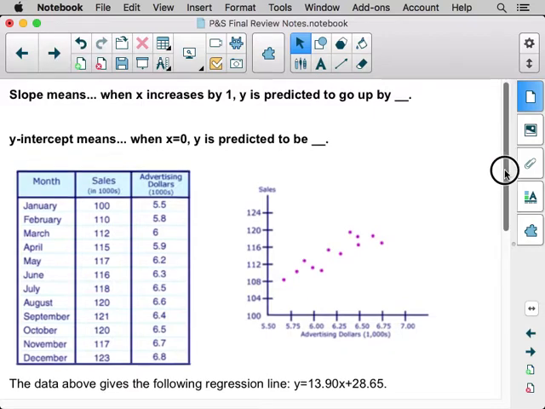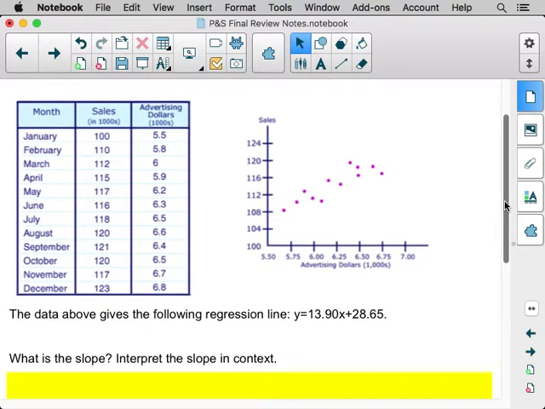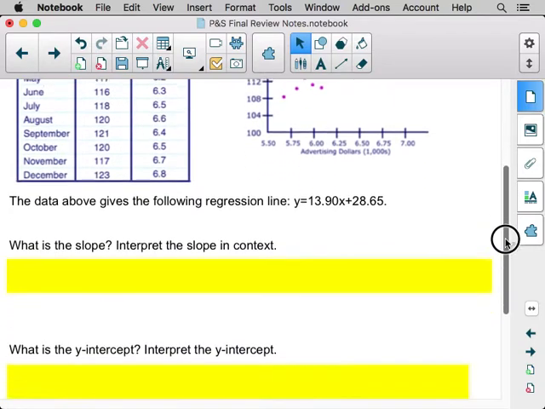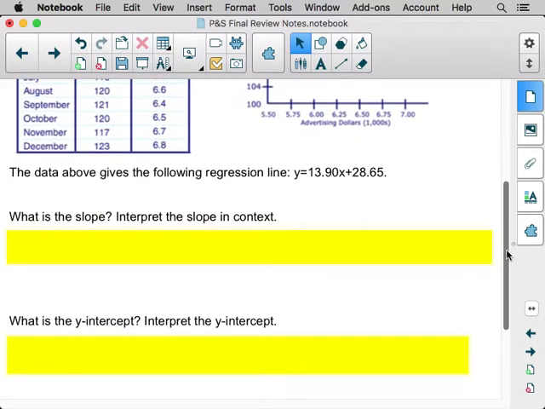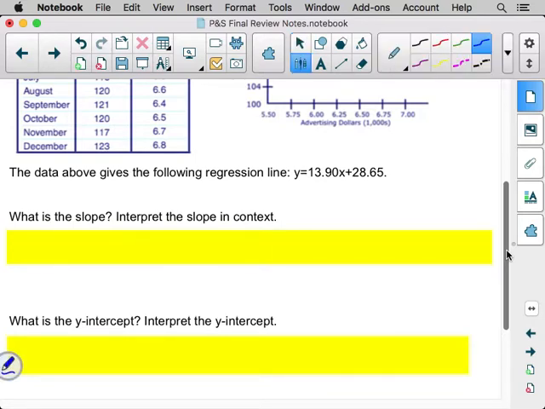So here we have some data for sales and advertising dollars. They give us a scatter plot, and then here they actually give us the equation. What they want us to do is, first of all, what is the slope? Then interpret the slope. Same thing with the y-intercept. Well, remember, slope is always the number with your variable. So here your slope is going to be 13.9.